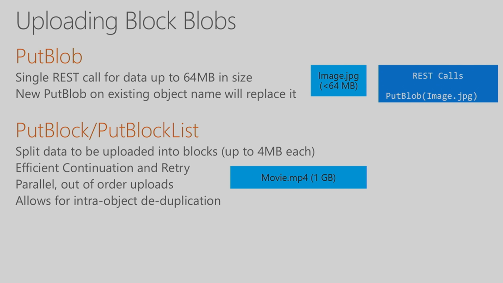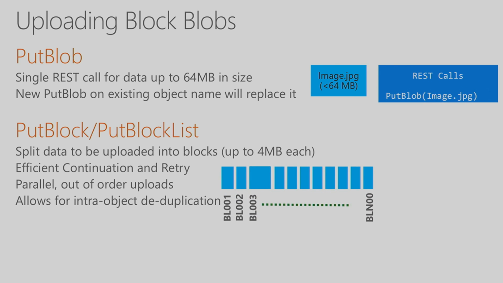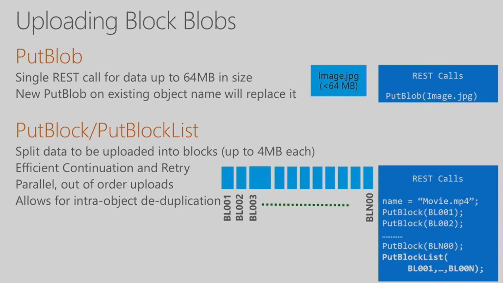For anything larger than that, let's say a large movie file or something, we split the data into chunks of data. That's where the name block blobs comes from. Into chunks of up to 4 MB of data. They don't all have to be the same size. And then we start uploading them in parallel. So we give them a block ID, and you can start uploading them in parallel with these put block calls. So you can upload them in any order you want. You can upload them in parallel, so you can get a lot more throughput, because round trip time is usually a big determinant of how much throughput you can get on a blob.